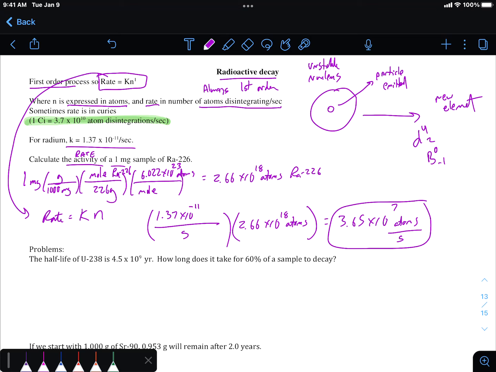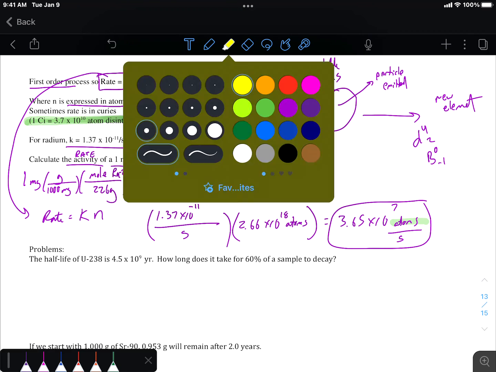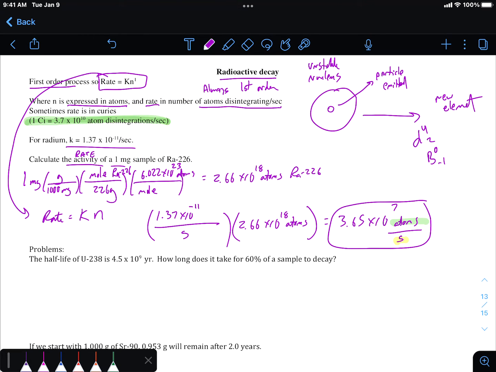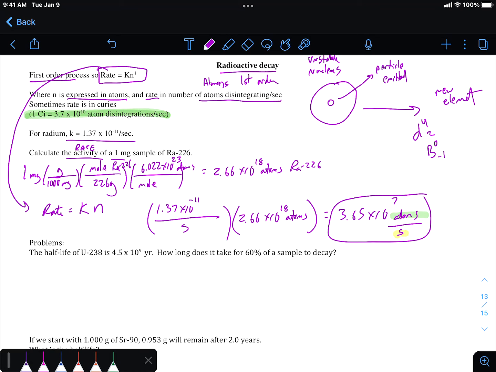Okay, so the key to solving that problem was understanding that the activity is atoms per second. Okay. Let's try another problem. So the half-life of uranium-238 is 4.5 times 10 to the 9th years. How long does it take for 60% of a sample to decay? All right, so remember how we said that decay is always first order? So if they're asking for how long, they're asking for time.